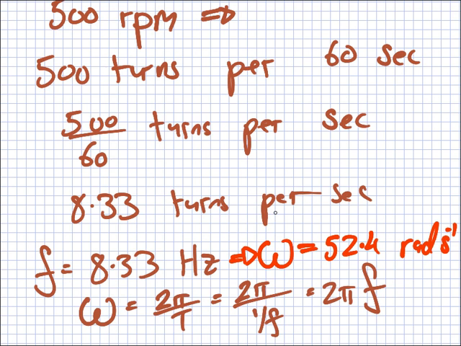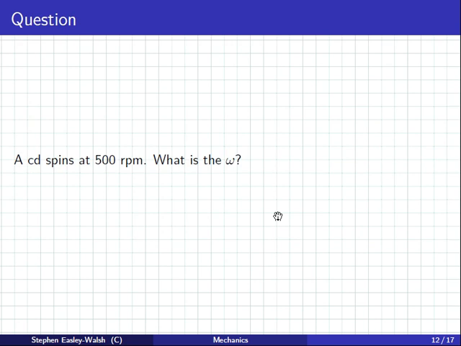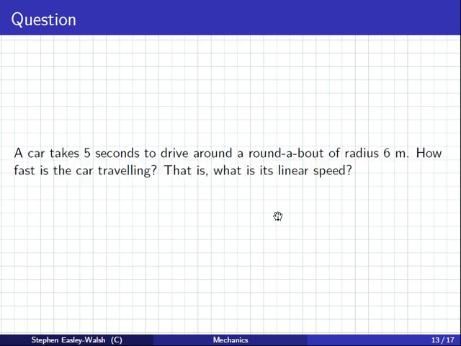Okay, you got that example? Yep, next one. Now, you could get this in the exam, but here is more of an exam type of question. A car takes 5 seconds to drive around a roundabout.